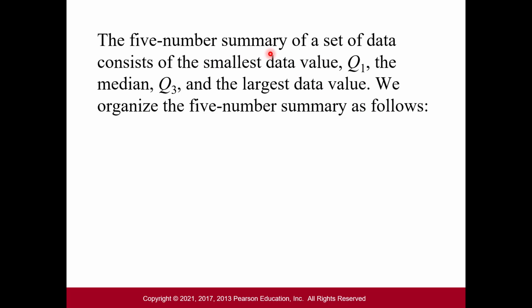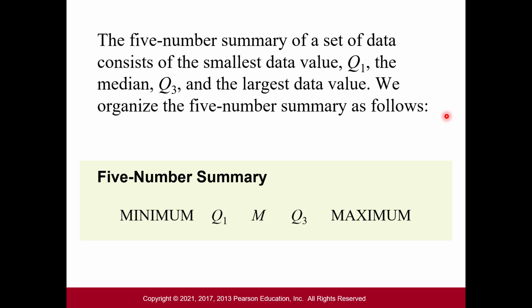The Five-Number Summary of a set of data consists of the following: the smallest data value, quartile 1, the median, quartile 3, and the largest data value. So those are the 5 parts to it. We organize the Five-Number Summary as follows. We have the minimum, quartile 1, median, quartile 3, maximum.